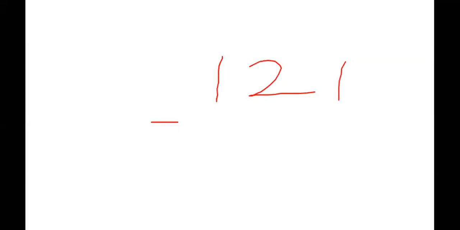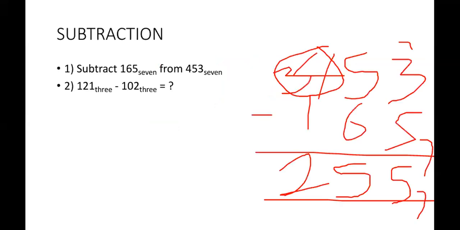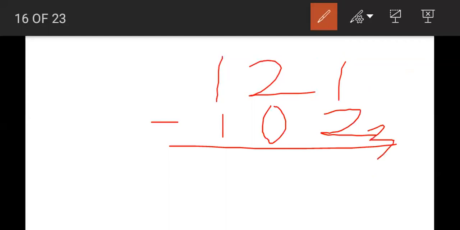121 base 3 minus 102 base 3. They are all in base 3. So, subtract 2 from 1. Is that possible? No. You borrow, and the 1 will become 3. So 3 plus 1 will give us 4. Subtract 2 from 4, and that gives us 2.